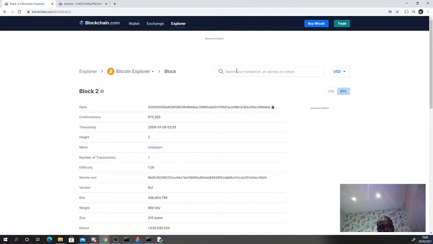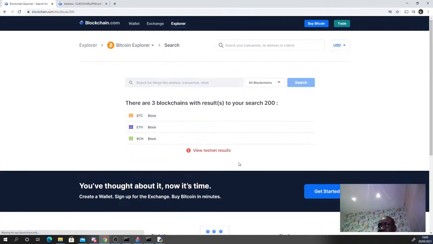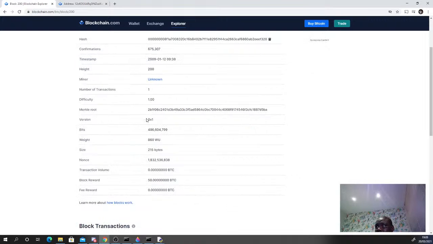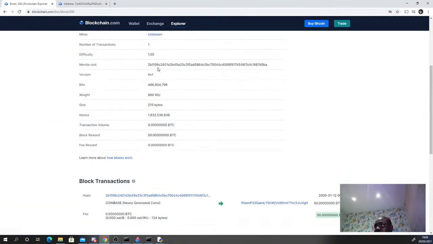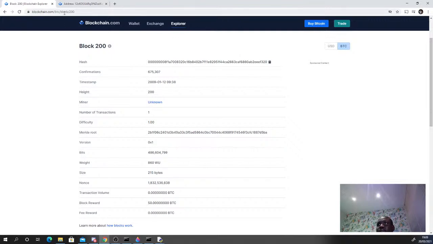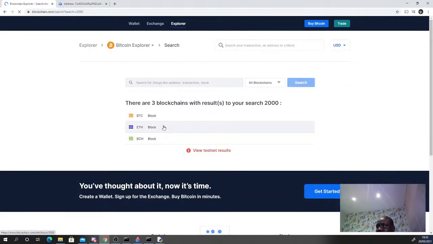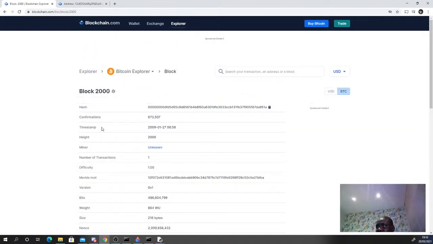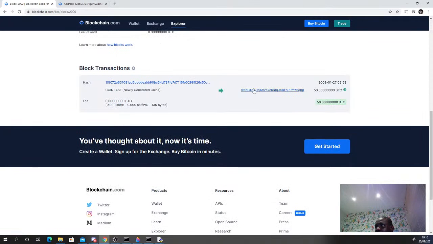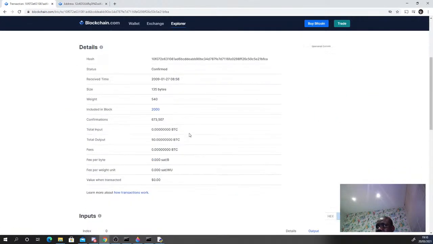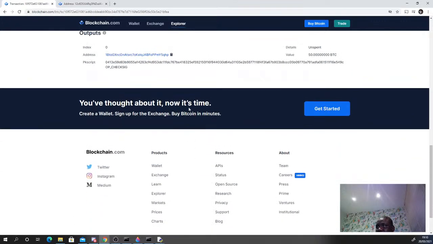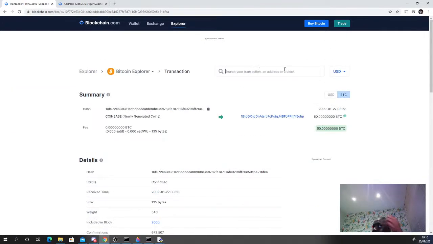If we go to the third block, maybe we'll go to block 20,000 on Bitcoin. Something is not right here. Okay, you can see the block and the transactions. Let's go to the current block and see the latest Bitcoin block.